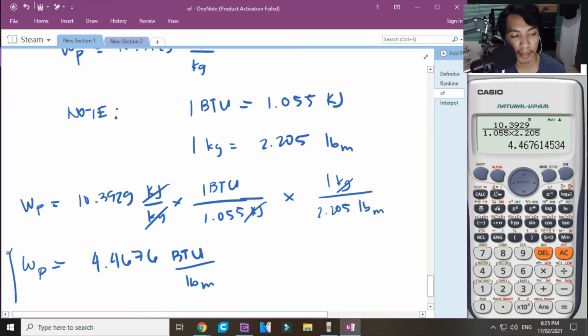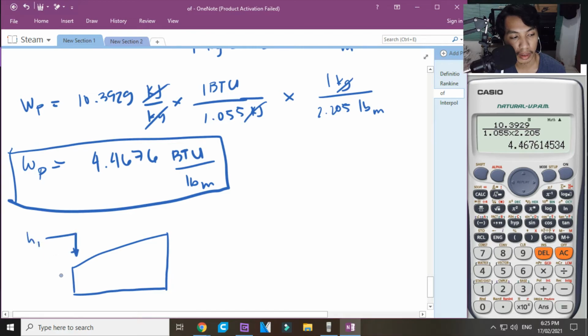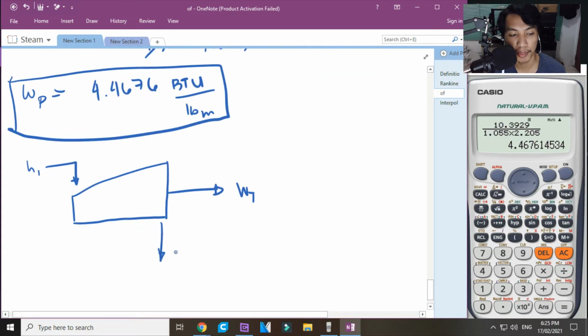So, we now have the work of the pump. And then for the work of the turbine, you have to draw the turbine so you understand. This is the turbine. You supply steam here as H1, turbine work comes out here, and extracted steam leaves here as H2. Now, energy in is equal to energy out, so the work of the turbine, WT, is H1 minus H2.